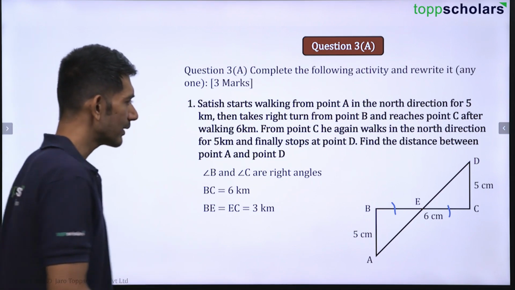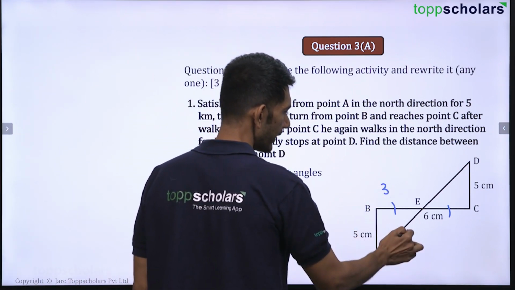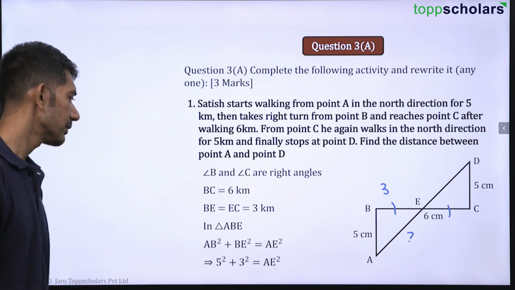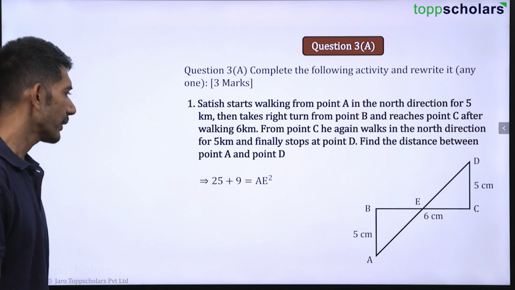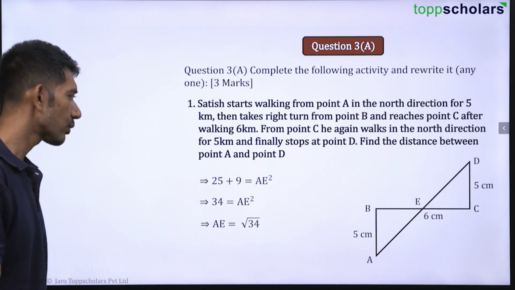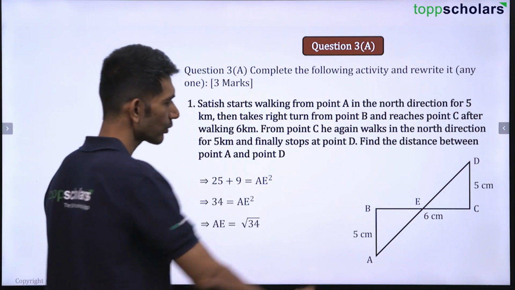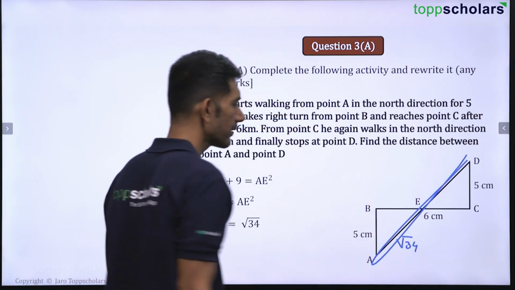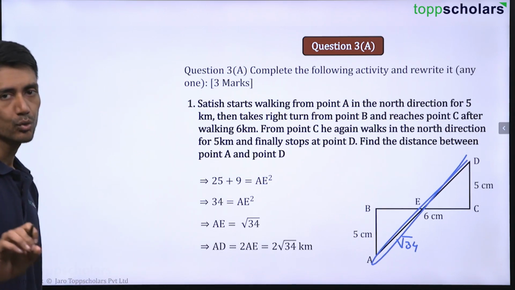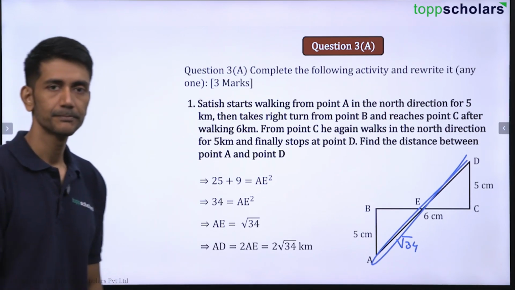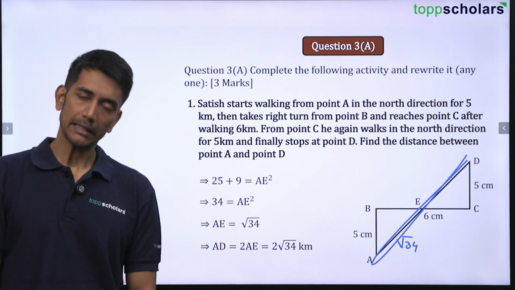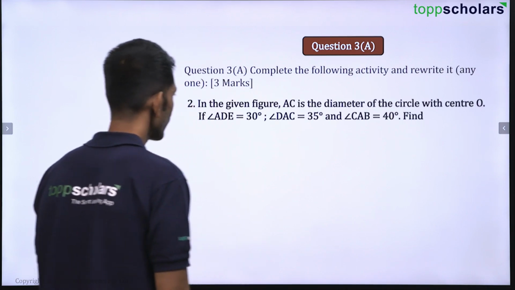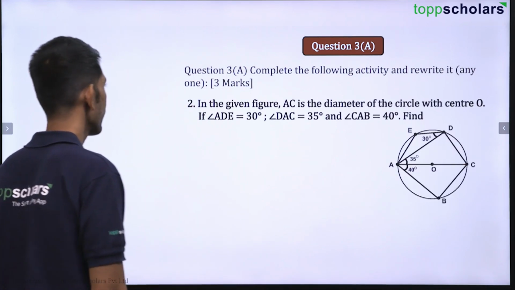Now it is very simple. Once you have this as 3, can you find out this using Pythagoras theorem? Yes. So let's apply Pythagoras theorem, solve it further. 25 plus 9 is 34, that is under root 34. Once you get this as under root 34, the entire part is a double. So 2 root 34 kilometers is the final answer. Easy, clear. Let's continue.